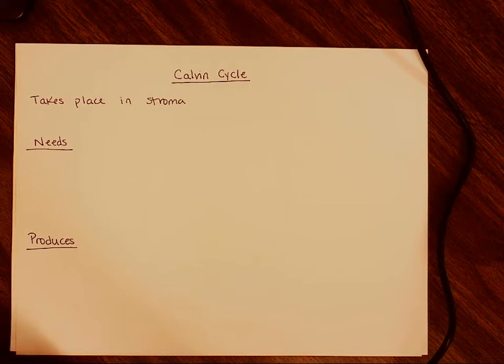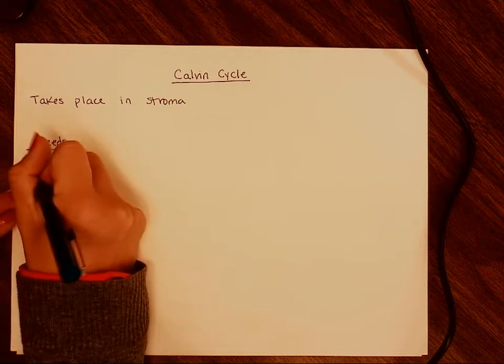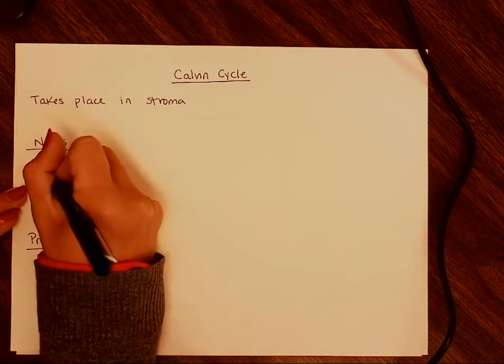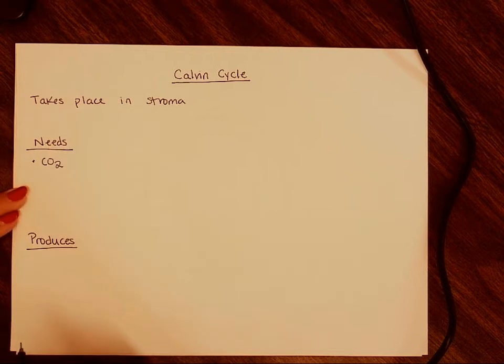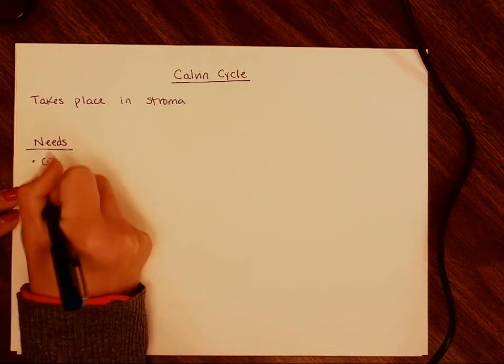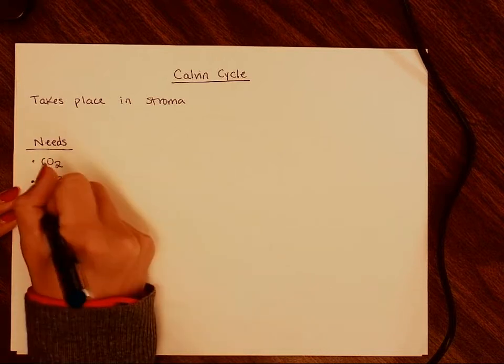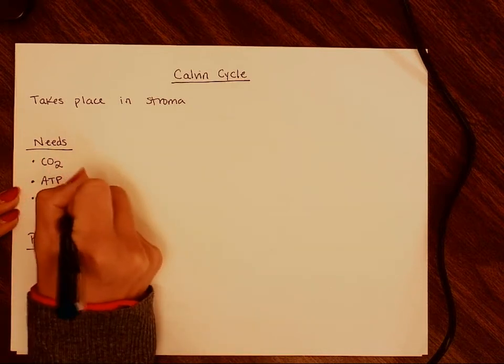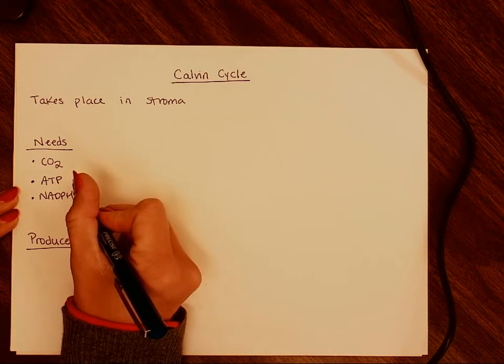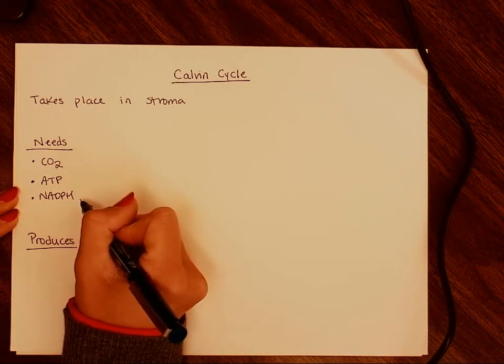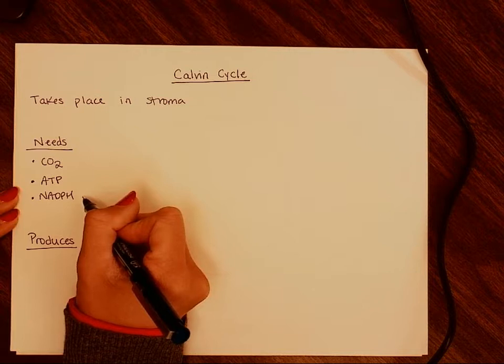Now, the Calvin cycle is going to need a couple things in order to take place. The first thing that we see the Calvin cycle needs is carbon dioxide. We also see that it's going to need energy in the form of ATP and electrons, which are going to be carried by NADPH. Both the ATP and the NADPH were made during the light reactions.